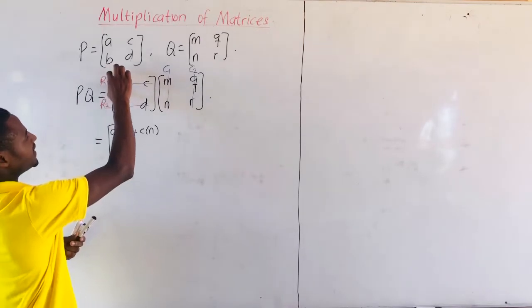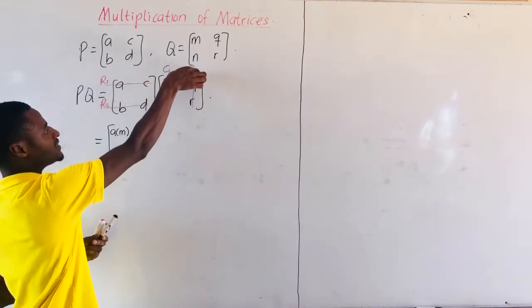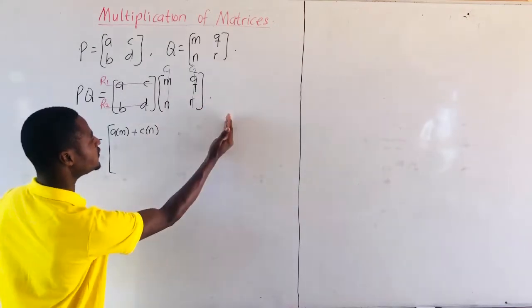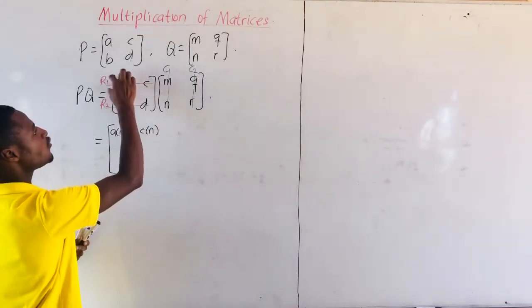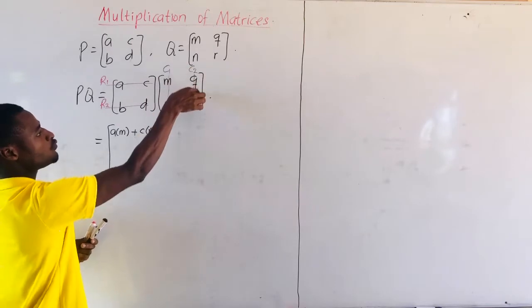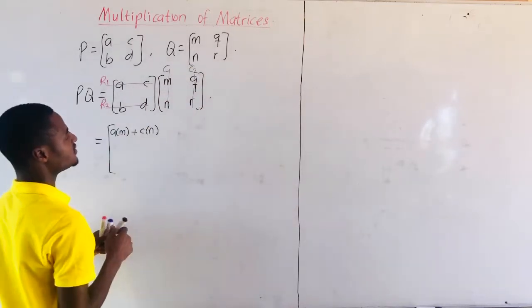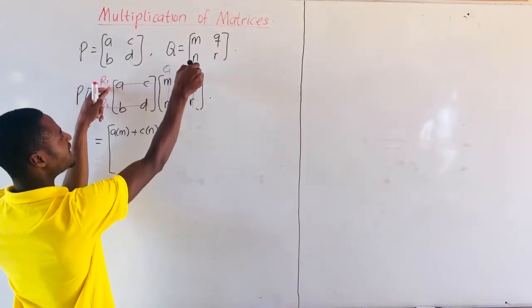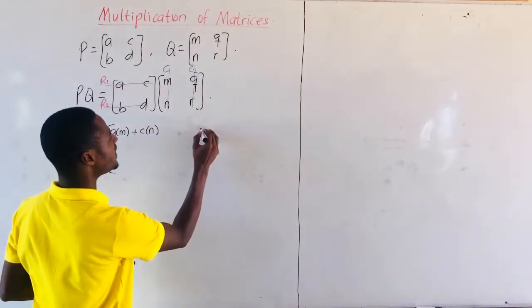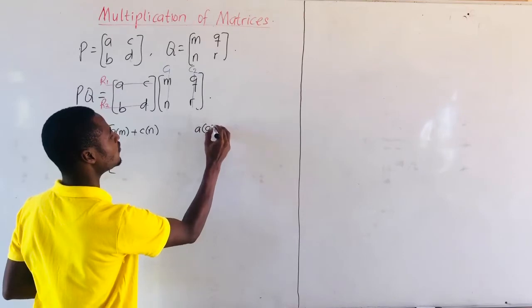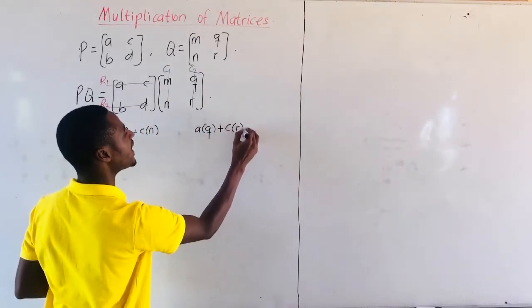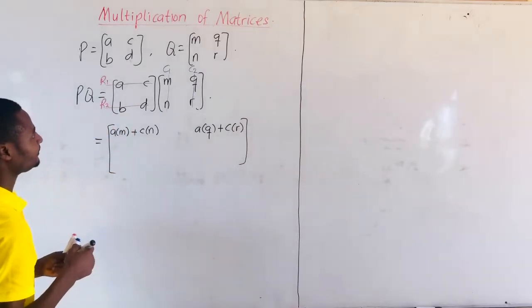Let's take the first row again by the second column. Because this is multiplying the second column, we will move to the second column. So row 1 times column 2 in the second matrix. And that is going to give us A, C, and then Q, R. So A will multiply Q, which is also the first one. And then C will multiply R, which is the second one.